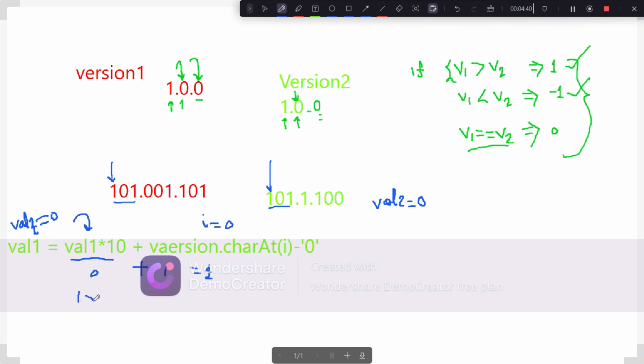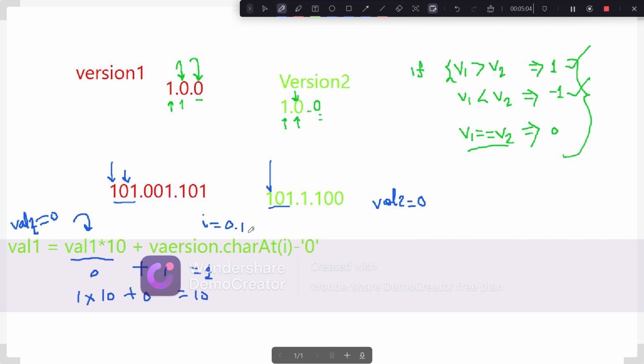Okay, so 1 into 10 plus caret I. So next time I equal to 1. So what is I equal to 1? I equal to 1 is 0. Okay, so this would be 1 into 10 plus this value would be 0 minus 0, so it would be 0. So now we have this value equal to 10, right? Now next pass I would be 2.